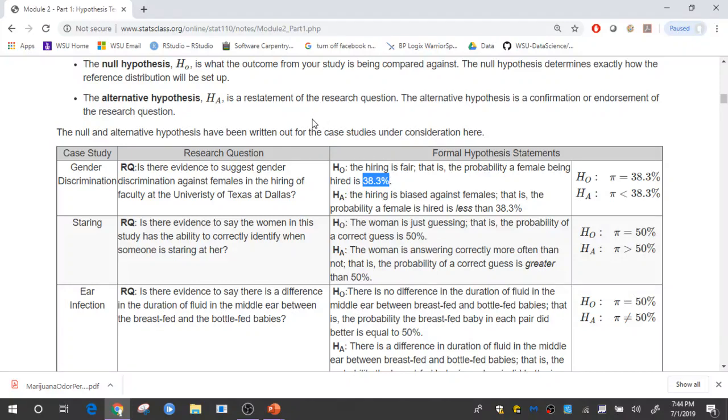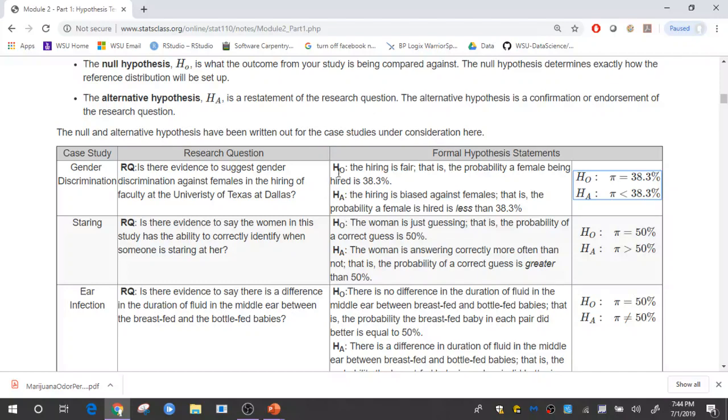The alternative, again, is just a restatement of the research question. So the alternative here would be that the hiring is biased against females. In particular, the probability that a female would be hired is less than that 38.3%. Way over here on the right is how we would write that null and alternative hypothesis with the parameter value.